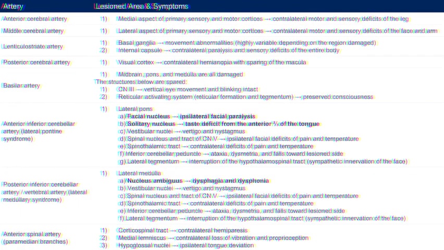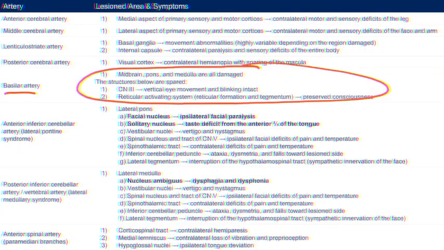From table 8.4, we can see that damage to the basilar artery results in locked-in syndrome. On the right, we have a list of structures that are compromised and the corresponding symptoms. But again, I find it most helpful to recall those structures that are not damaged, which is shown right here. Okay, let's do another question.